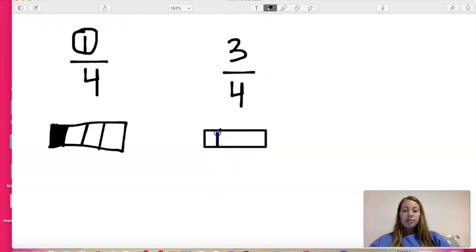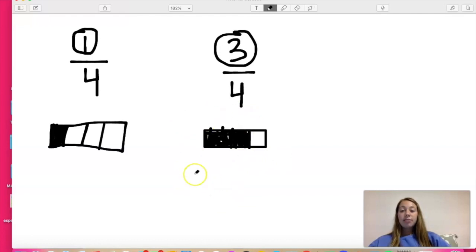So 3/4, we have 4 parts again. And now 3 of the 4 are shaded. So I'm going to do 1, 2, 3. Sorry, my coloring skills are not on point right now. Okay, so now you can see 3 of the 4 parts are shaded. You can also tell that 3/4 is greater than 1/4 because there are more parts out of all the 4 that are shaded compared to 1/4, right?